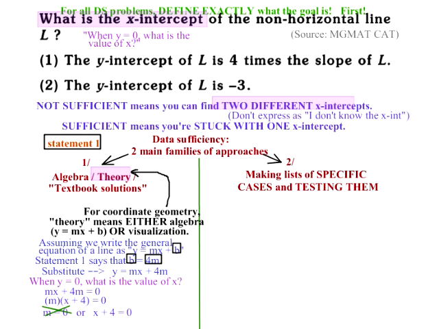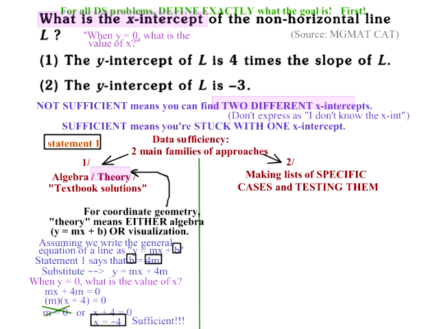Oh, hey, look at that. Looks like we've got one value of x. We are stuck with it. We are stuck with a single x-intercept. So that's sufficient. Sufficient! Exclamation point, exclamation point, exclamation point.